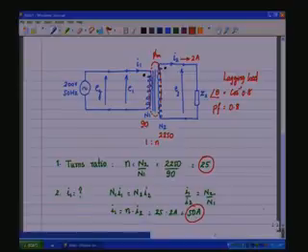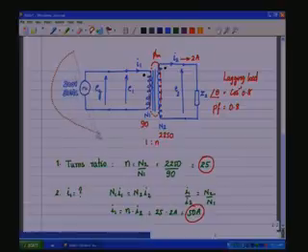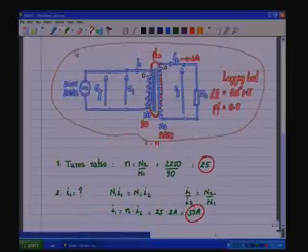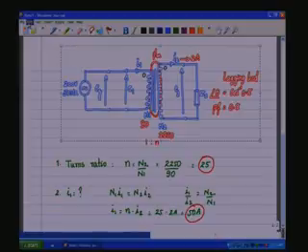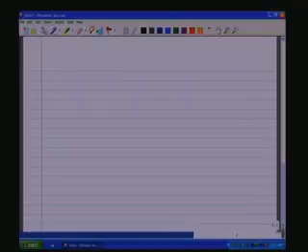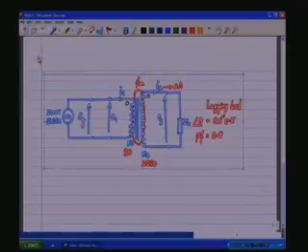Now, let me select this portion, copy it, go to the next page, paste.